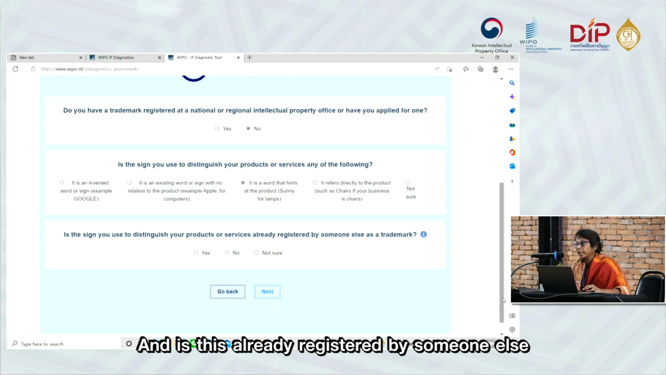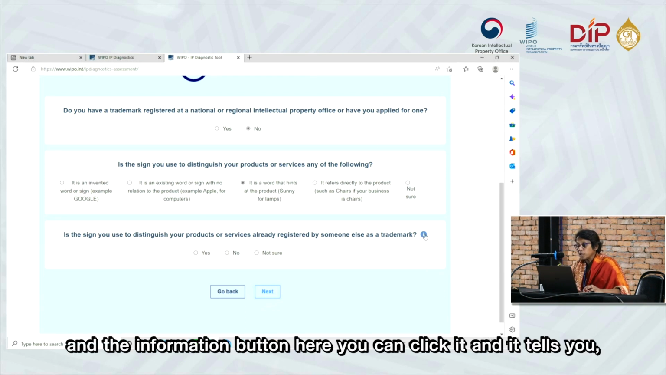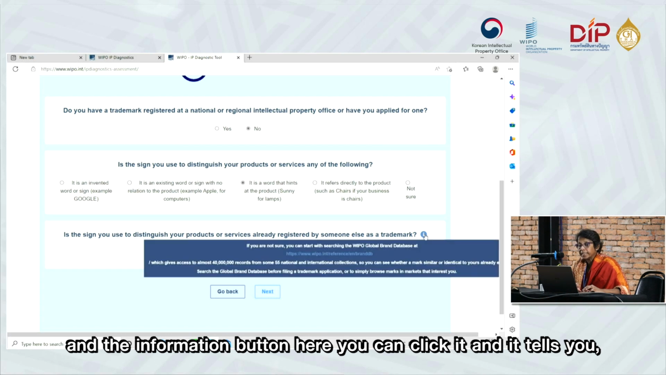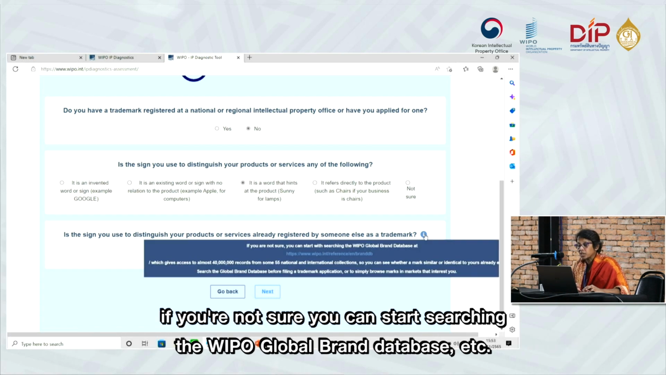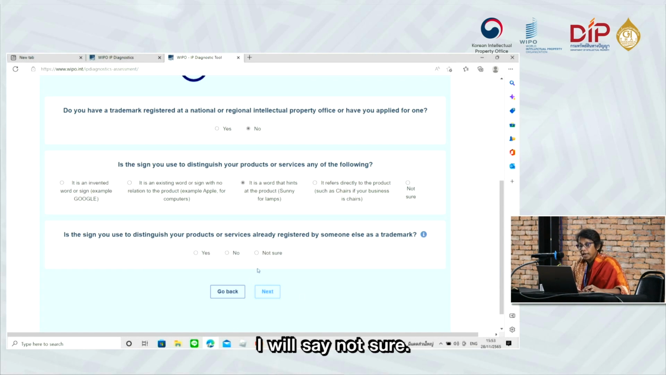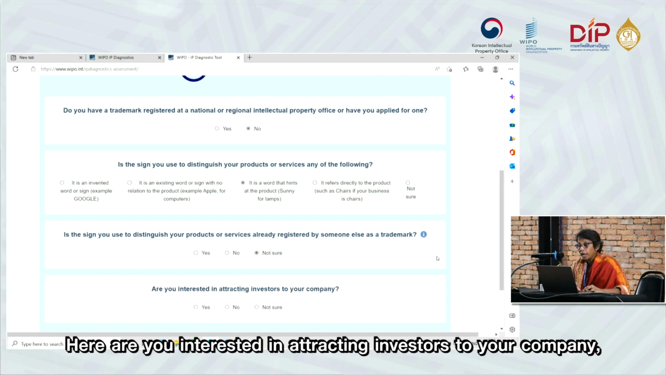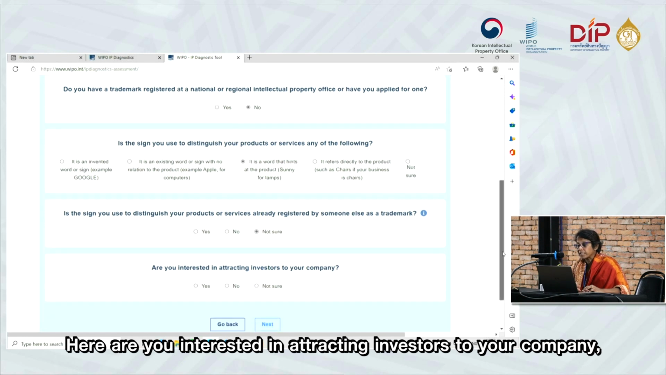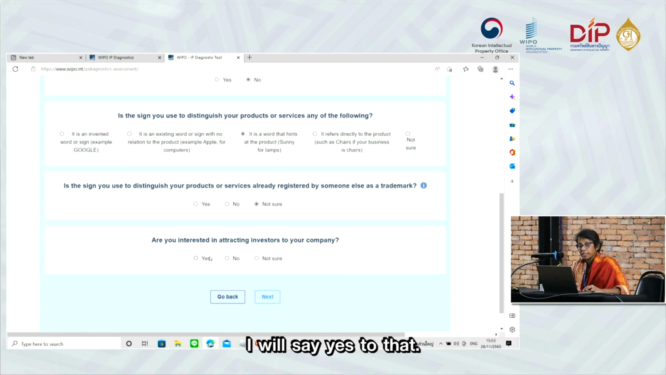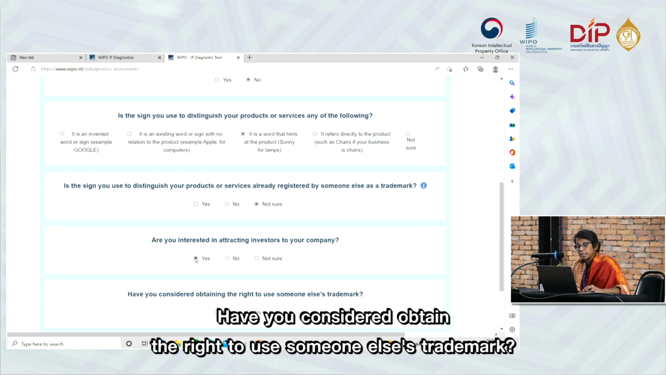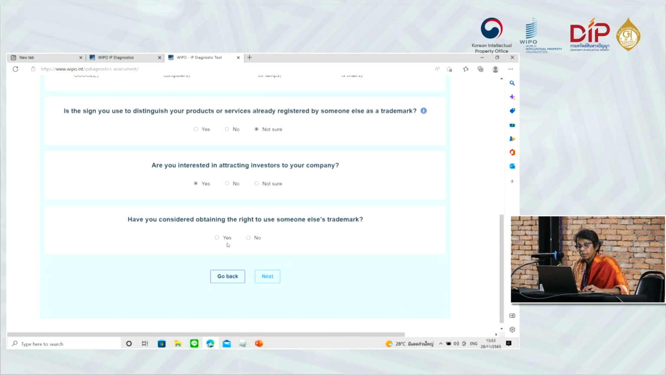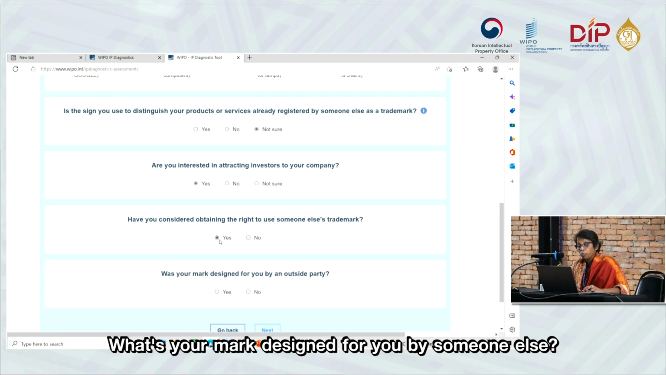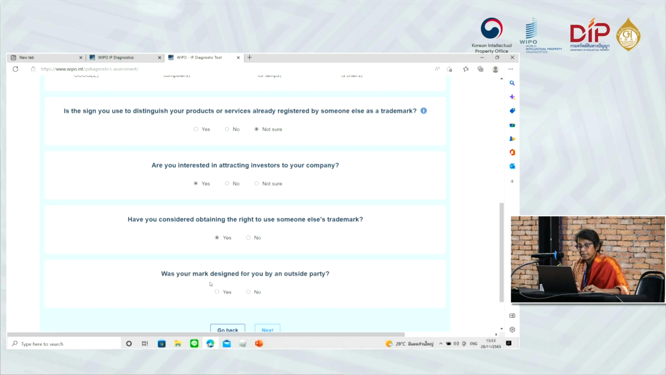And is this already registered by someone else? There's an information button here, you can click it, and it tells you, if you're not sure, you can start searching the WIPO Global Brand Database, etc. I will say not sure here. Are you interested in attracting investors to your company? I will say yes to that. Have you considered obtaining the right to use someone else's trademark? Was your mark designed for you by someone else?